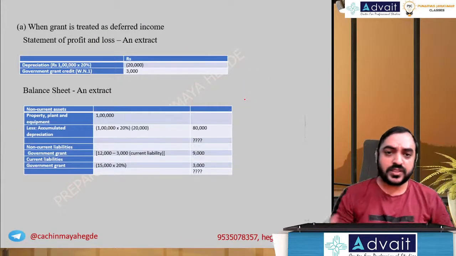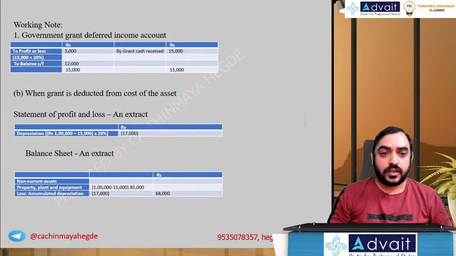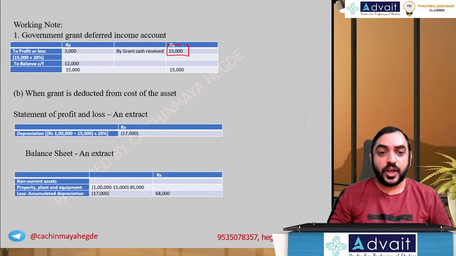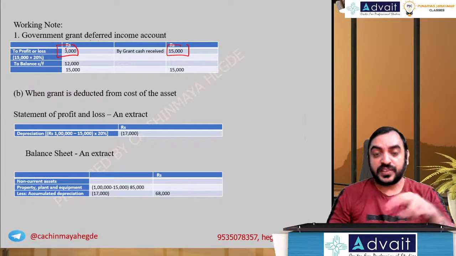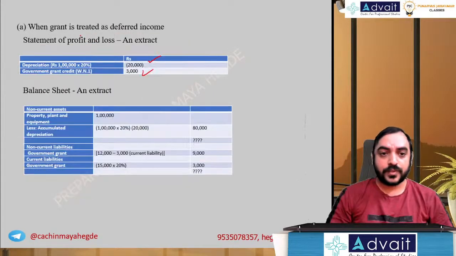So I'll show you what they've asked. Deferred income extract, P&L account, depreciation 1 lakh into 20%, 20,000, government grant 3,000. How did you get the government grant 3,000? I just showed it to you. Government grant deferred income account. Okay, they have not asked for the ledger, but anyway, we have done it. By grant received 15,000. To profit and loss 20%, that is spread across 5 years. Balance 12,000 carried forward to next year.